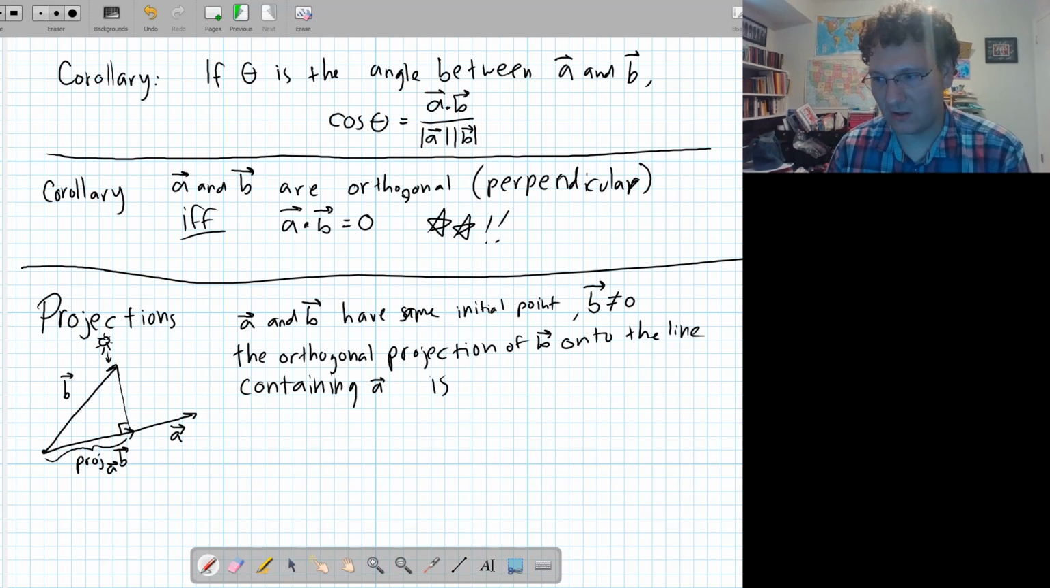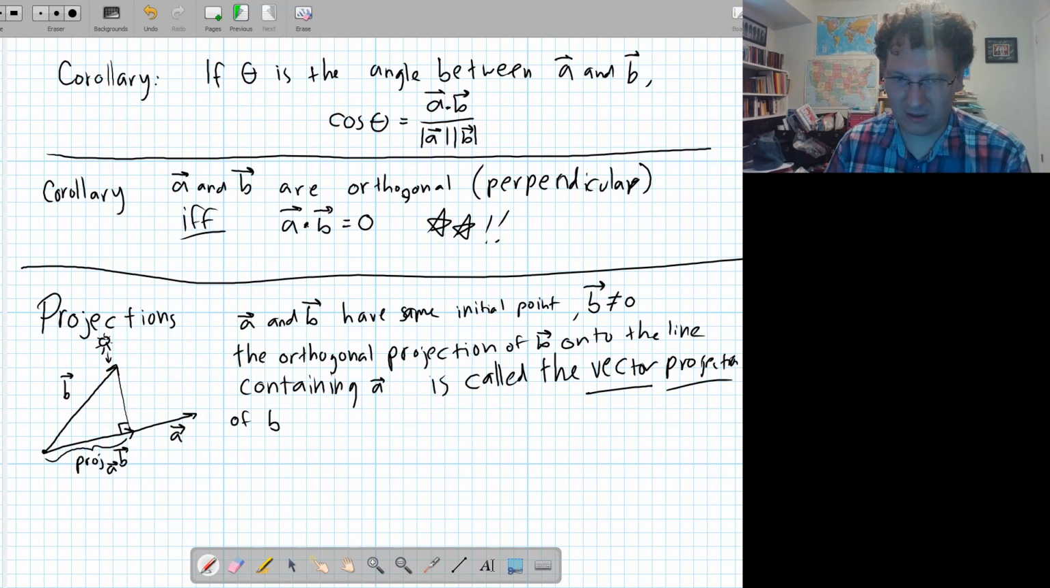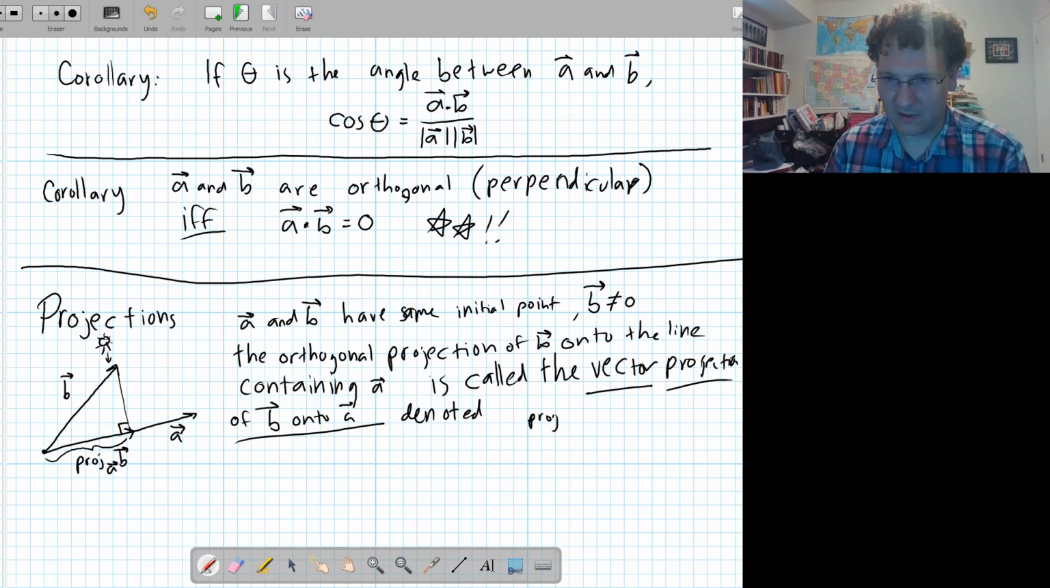This is called the vector projection. Vector projection of B onto A. I just want to make sure we caught this notation down, because it's easy to swap the two. B onto A. A is down below, so that's why it's down there. A is like below B.